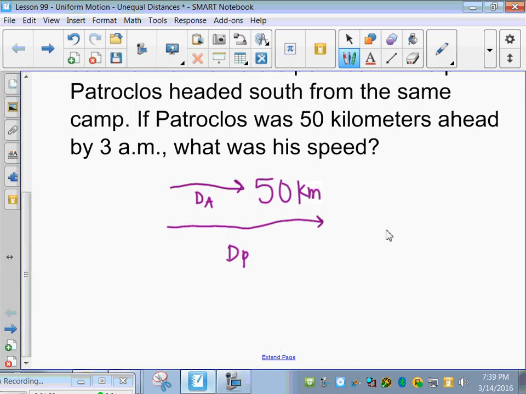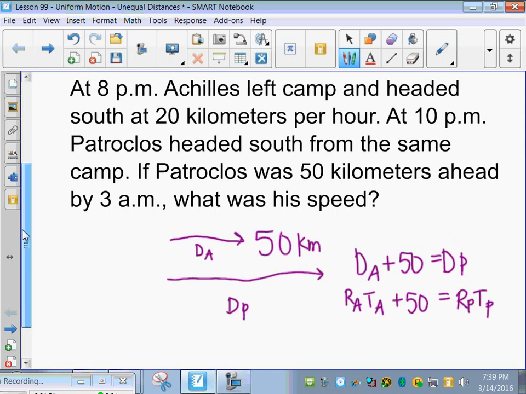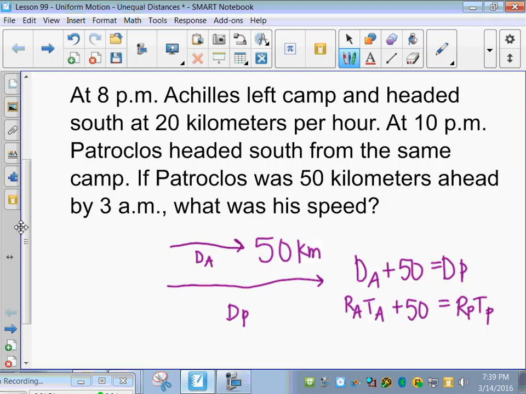So let's write our first equation. We have the distance of Achilles plus 50 equals distance Pat. And we're going to replace it with rate times time, like we always do. That's a P right there. Achilles left camp and headed south at 20 kilometers per hour, so 20 kilometers per hour is Achilles' rate. And we want to actually find Pat's speed, so we're going to look for that.